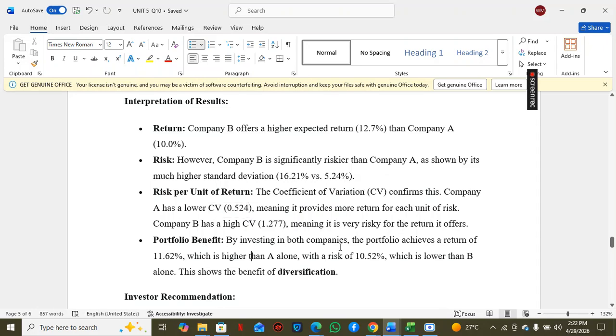So if this person invests in both companies, A and B, they get an expected return of 11.62%, which is higher than company A alone. But if you just invested in company B, the return was even higher, 12.7. But if you invest in both of these, your combined expected return is 11.62. All right.